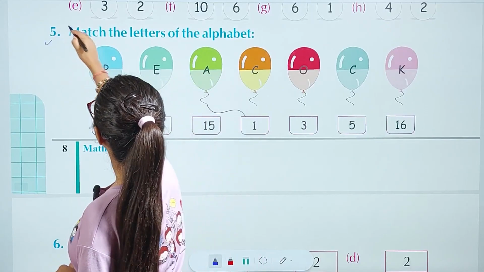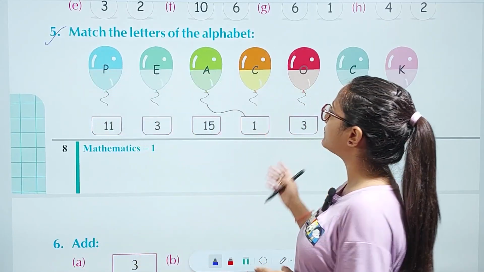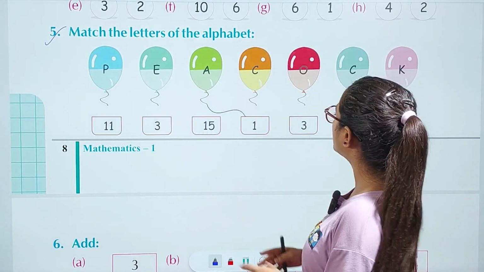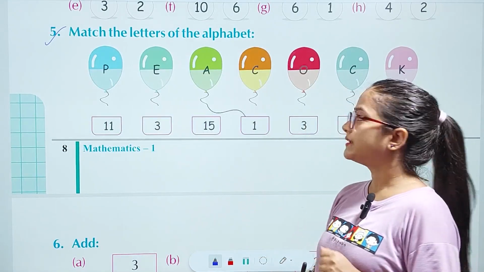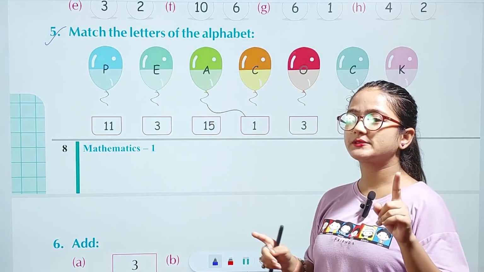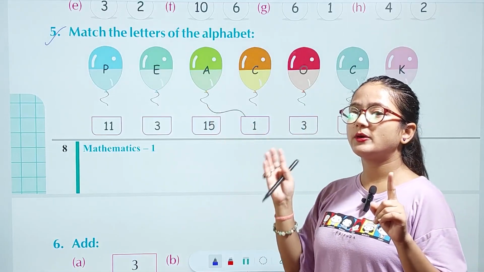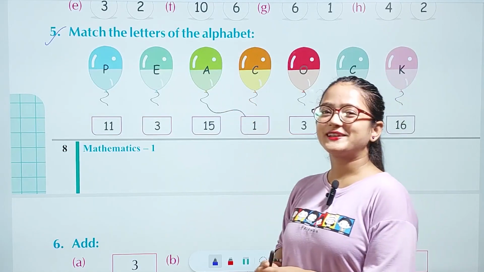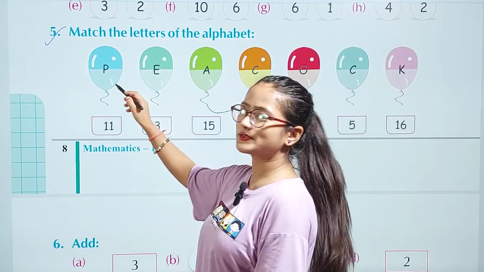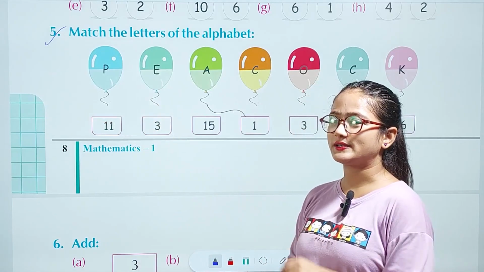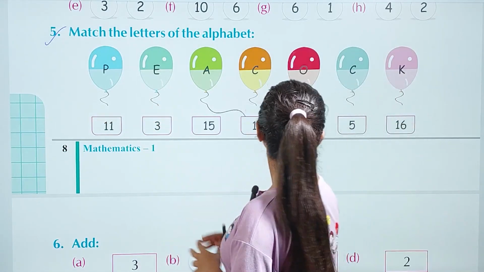Now the next question is, match the letters of the alphabet. You have to match the letters of the alphabet with the given number. Okay, like for example, A is the first alphabet, so that means A comes in the number 1 category. Okay, so A will be matched with 1. Now next one, as you can see, P is given, so P comes in the number 16. Okay, so you have to match P with 16.